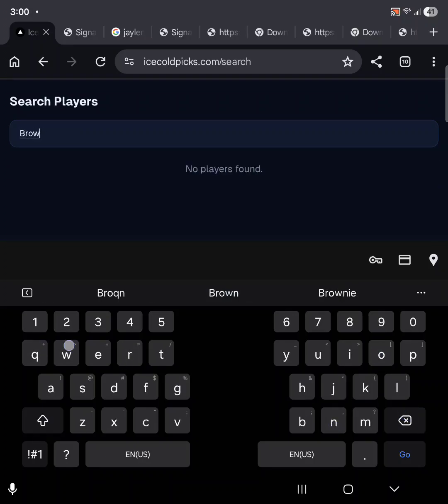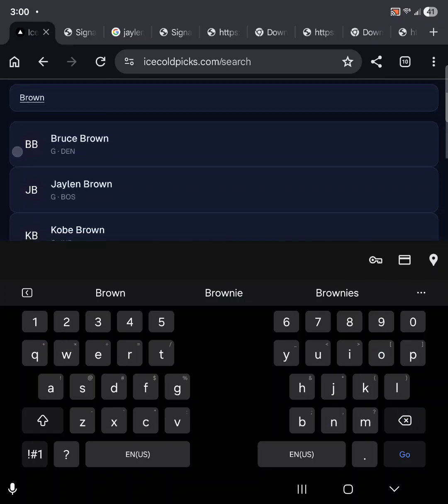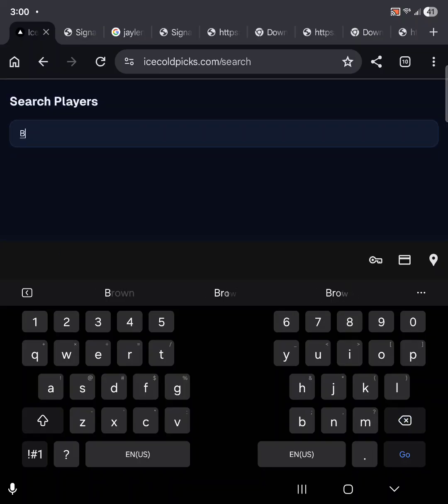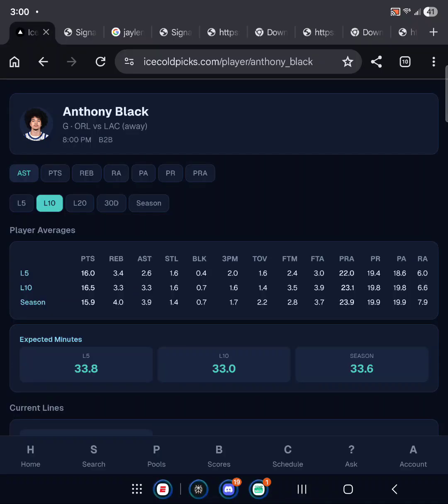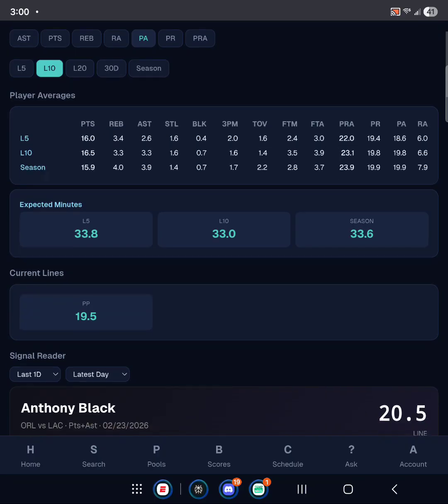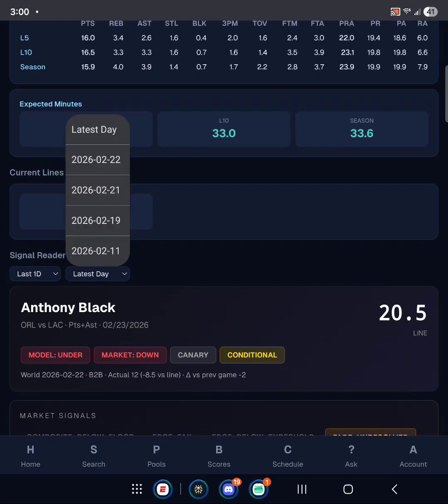If I can spell Jalen Brown right. I'm on the wrong person. Anthony Black. So I go to his PA and I look at his line for yesterday.